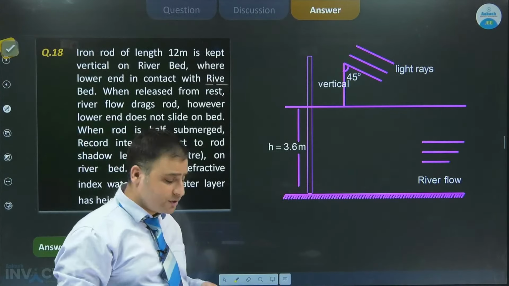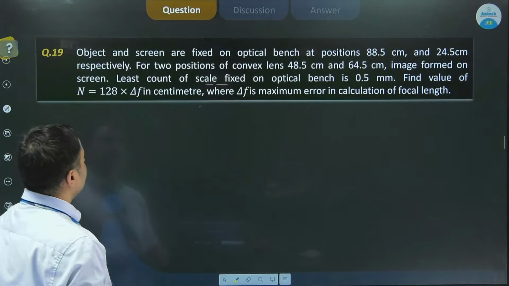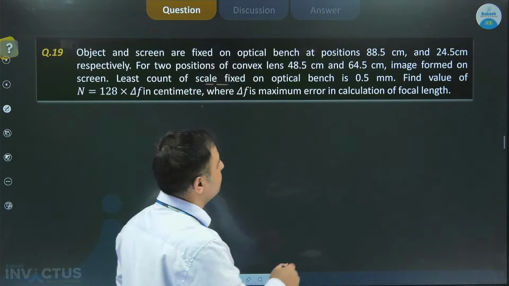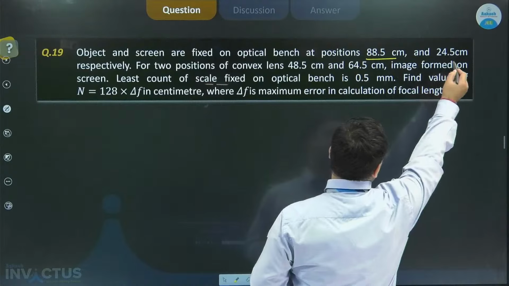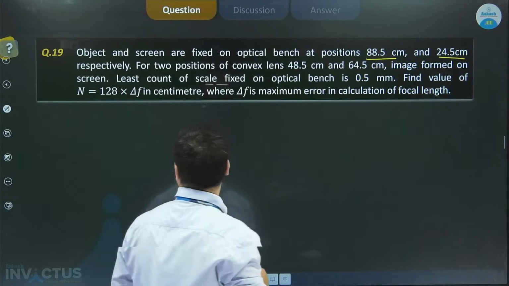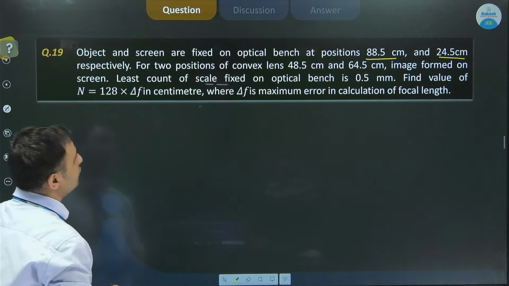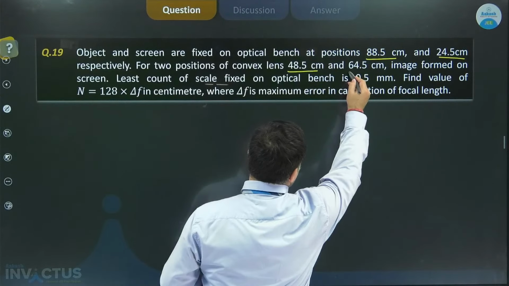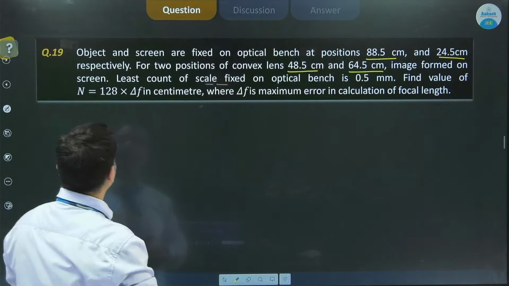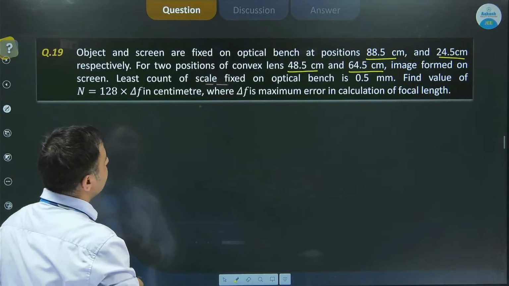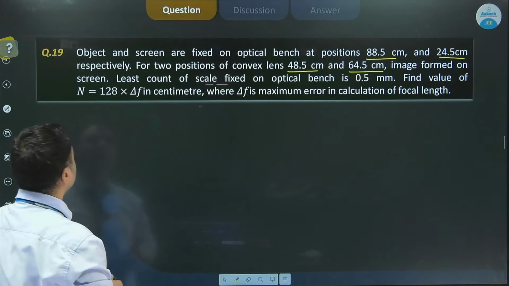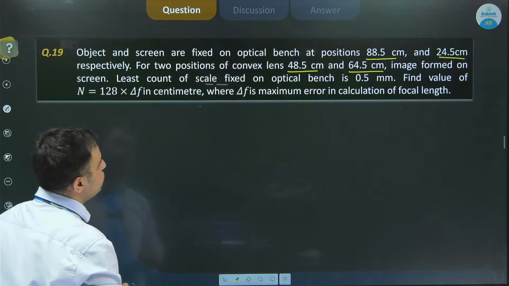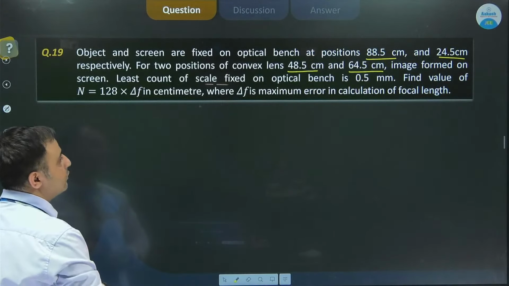Now let's move on to the next question. Object and screen are fixed on an optical bench at positions 88.5 centimeter and 24.5 centimeter respectively. For two positions of a convex lens, at 48.5 centimeter and 64.5 centimeter, the image is formed on the screen. The least count of the scale fixed on the optical bench is given. Find the value of n, which is equal to 128 into delta f, where delta f is the maximum error calculation in focal length.